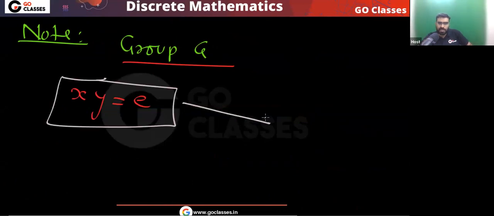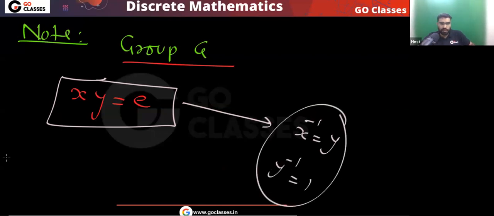So this is the final point: in a group, whenever you see that X star Y is equal to the identity element, then it will mean that X inverse is equal to Y, and Y inverse is equal to X. And this is two-way. Okay. Now let's see this.